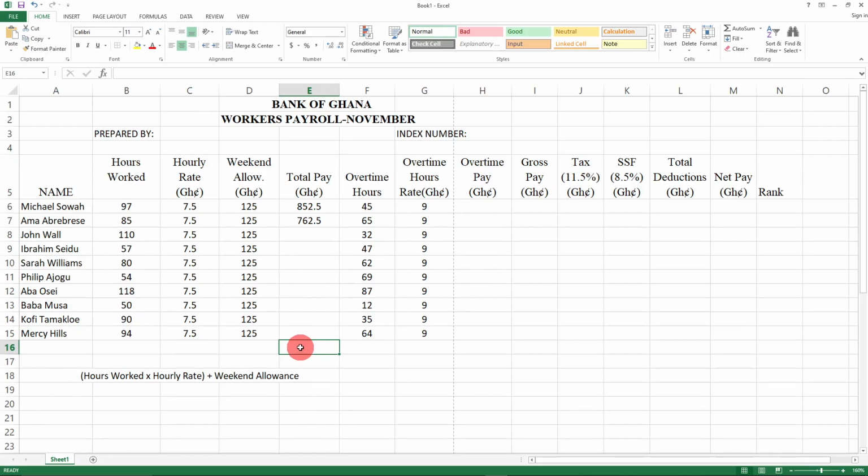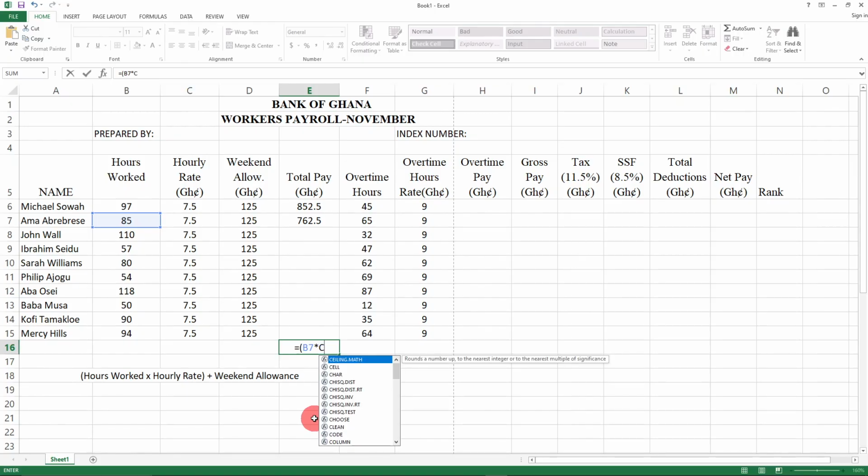The second option is to use the cell, which is equal to, we are on Ama Abebrese, so which is B7 times C7, you close it, plus D7. You should get the same thing.